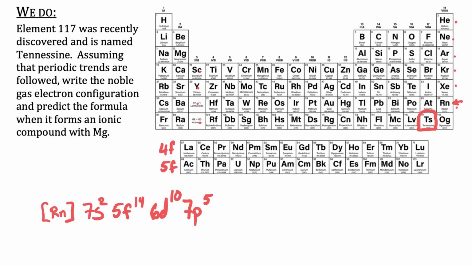Now, when it becomes an ion, again, to have that full S and P subshell, we can see that 7p5 is pretty darn close to 7p6. So it's going to gain 1 electron, if it follows the trend. And so it will have a -1 charge as an ion.